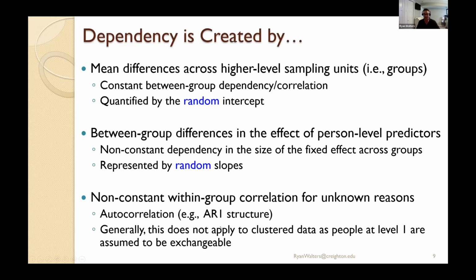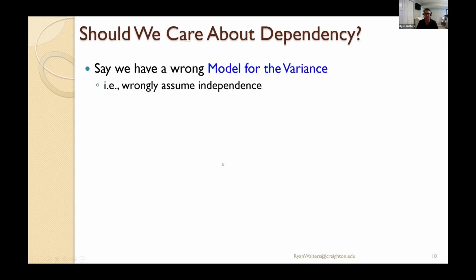A much less frequently used source of dependency is going to come from within group correlation, but this is more for longitudinal data because the people that we're talking about at level 1 are considered exchangeable. So you number person 1, you number person 2, but there's nothing stopping you from having person 2 be person 1 and vice versa. Okay, so you're not going to have to worry too much about that. Our focus is going to be on the random intercepts and random slopes.